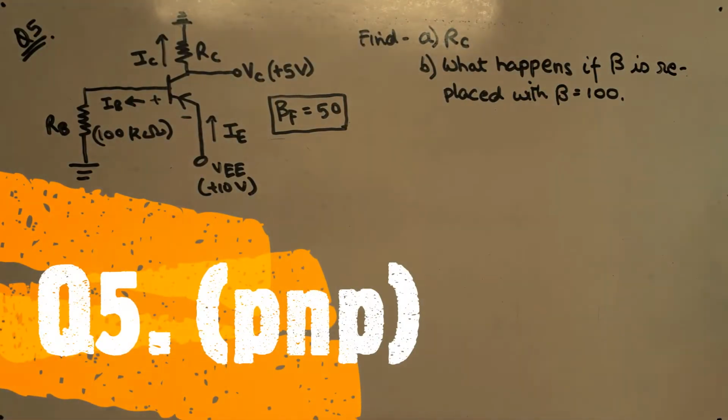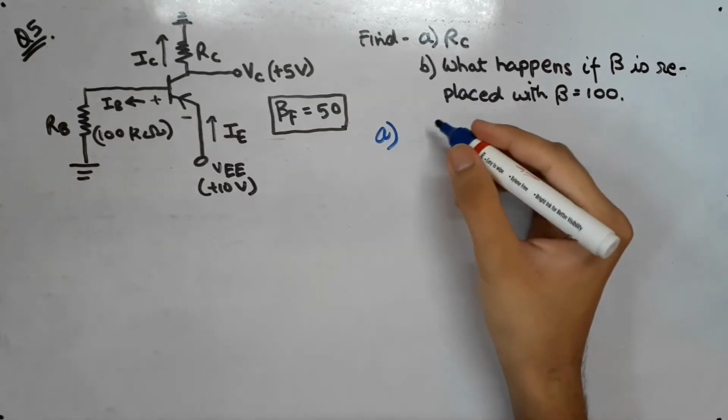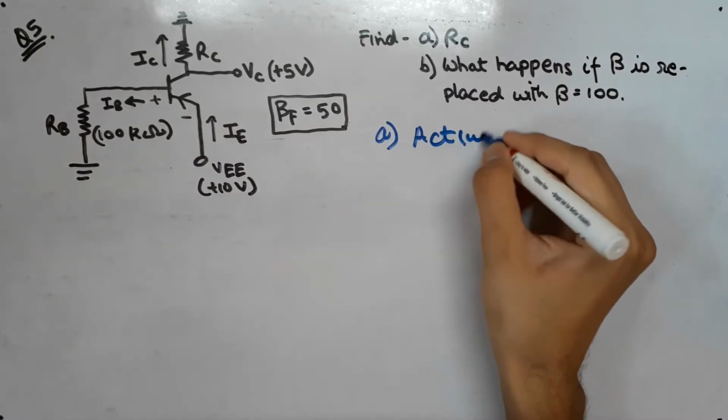Hey guys, today we are going to continue with BJT important questions. In question number 5, first we have to find RC and then we have to see what happens if beta is replaced with beta equal to 100. So for part A, first we will consider this to be an active region.